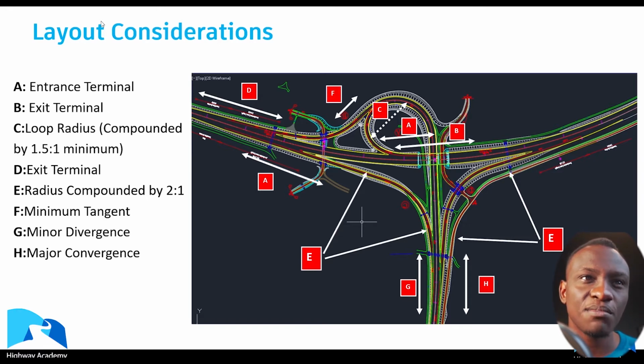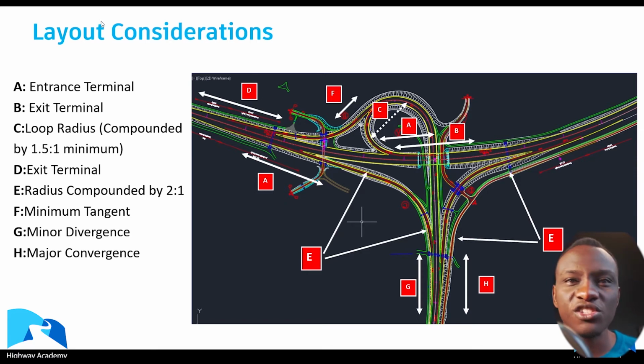I also highlighted about that. We shall be looking at E. E refers to the outer ramps. Now, it is usual to draw the outer ramps. You can draw them with one radius, or you can draw them with two radii. But the two radii have to be compounded by a factor of 2 to 1.